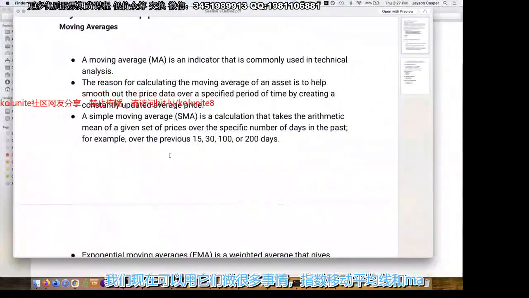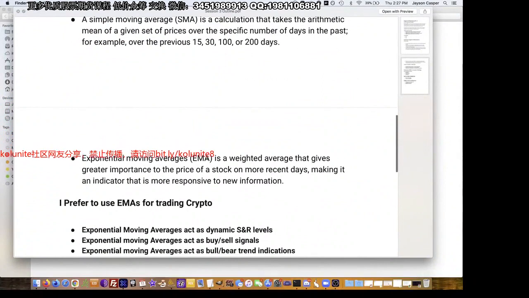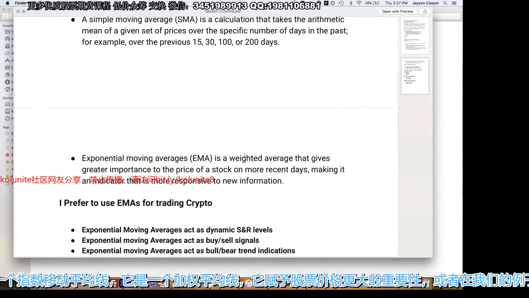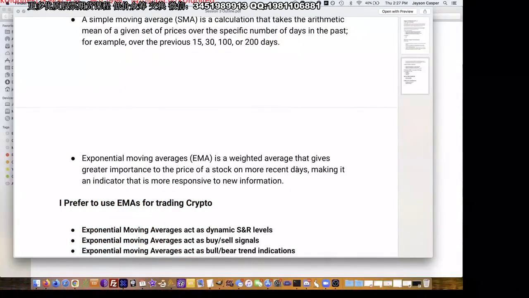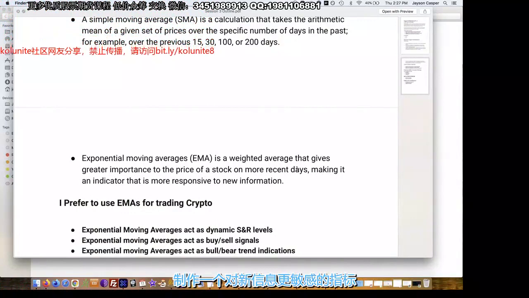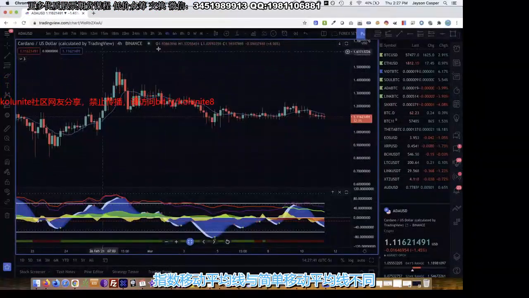There's a lot of things we can do with them. Now, an exponential moving average, an EMA, is a weighted average that gives greater importance to the price of a stock, or in our case, cryptocurrency, on more recent days, or we could say more recent candlesticks, making an indicator that is more responsive to new information. So an EMA is different than a simple moving average.